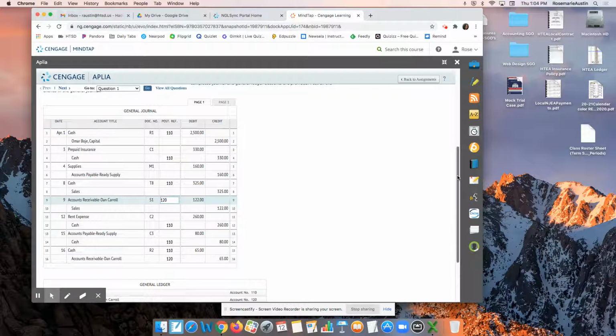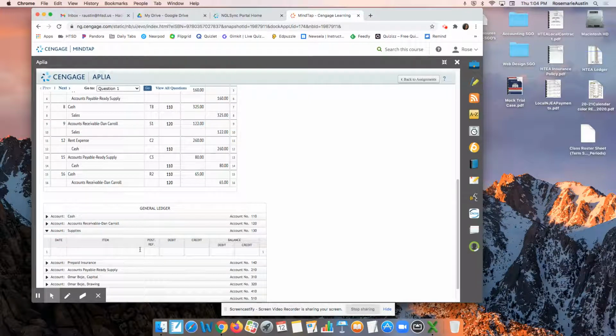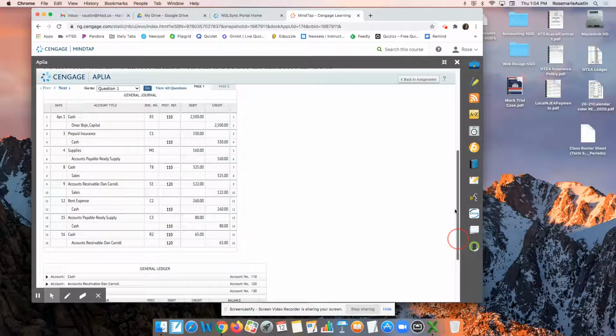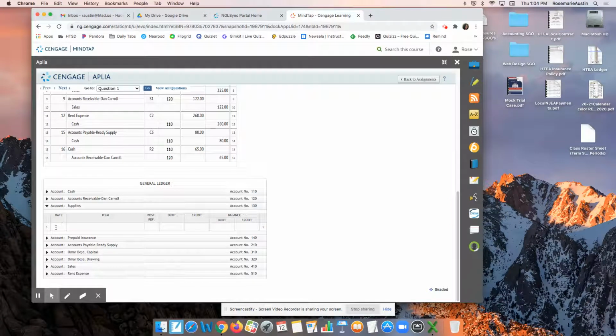All right, we're going to move on to the third ledger, which is the supplies account. It's only giving us room for one line, so we only have to worry about transferring one transaction. So let's look and see. Here it is, April 4th. There is supplies up here. April 4th has a debit of 160, so let's go ahead and enter that in here.